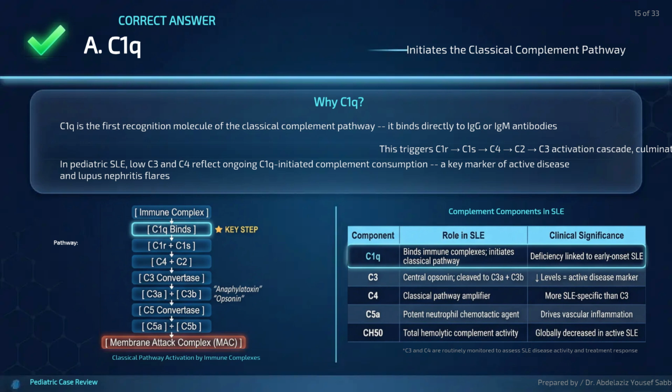In pediatric lupus, low C3 and C4 reflect ongoing C1q-initiated complement consumption, which is a key marker of active disease and lupus nephritis flares. C3 and C4 levels are routinely monitored to assess disease activity and treatment response.